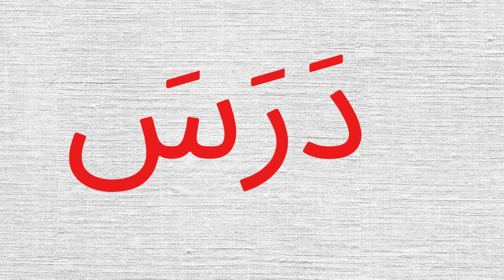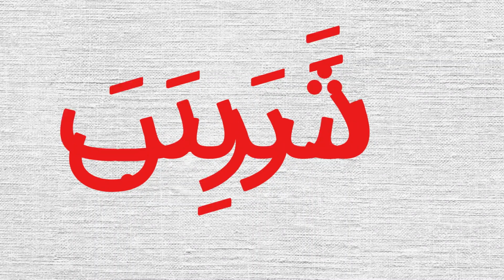So let's see some examples. We combine all these together. Let's see the first example. Darasa, which means he studied in the past. As you see here, we have fatha on dal, da, and we have fatha on ra, ra, and we have another fatha on sin, sa. Darasa.